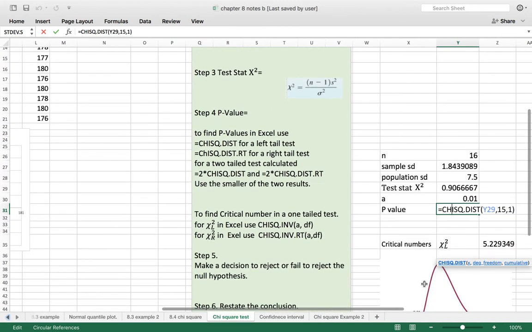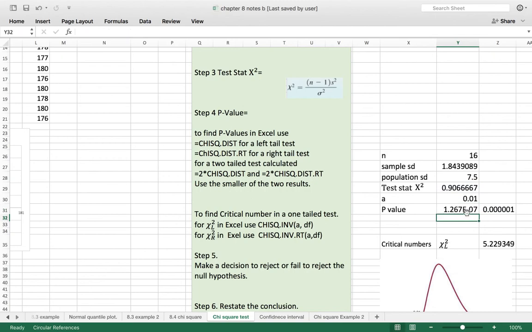Okay, so we get a p-value of 1.2 e to the negative 7, and that means we take our decimal point and move it 7 places to the left, which gives us 0.00000001. So our p-value is very small. Remember, if the p is low, then null must go, and p here is definitely smaller than alpha. It's definitely lower than alpha. So we are going to reject the null hypothesis.